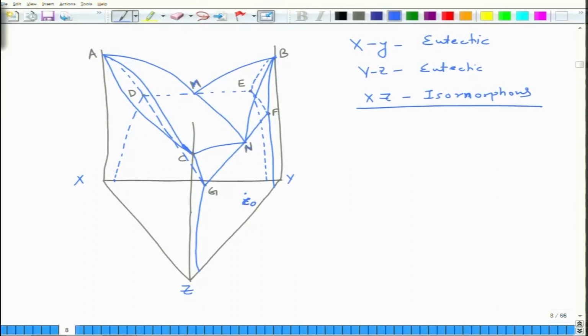So, what is the liquidus surface here? The liquidus surface would be A, M, B, N, and C. So, if you look at the top part, which is the liquidus surface, let me draw the liquidus using a different color in this case. So, these are the bounds of the liquidus, okay.